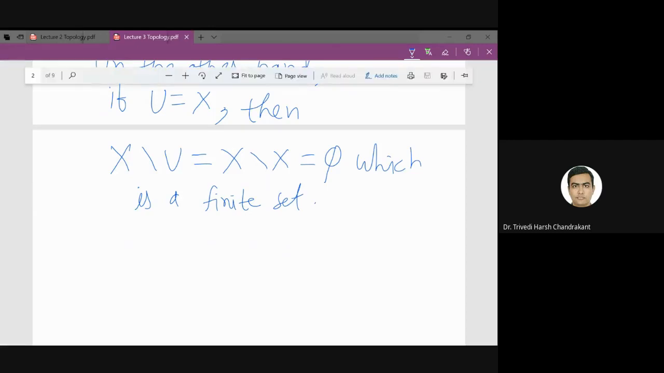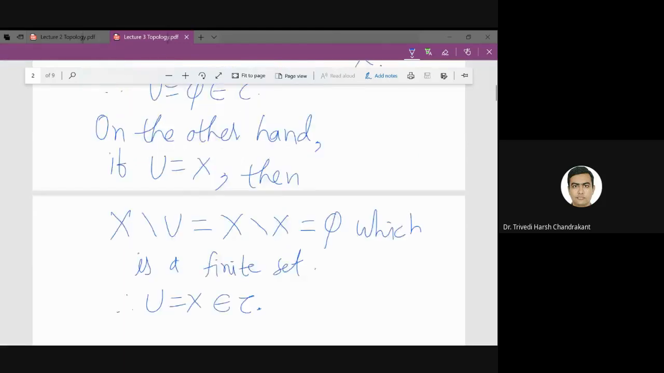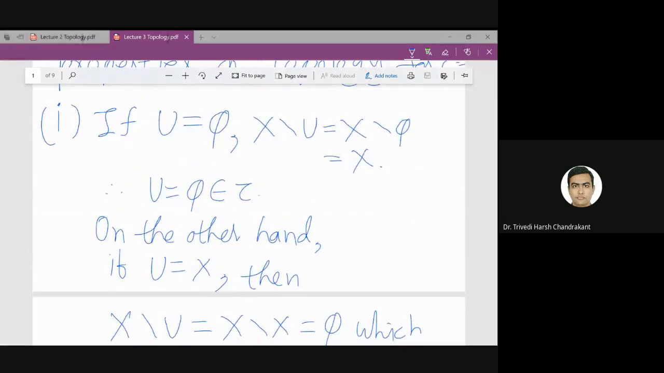So what did we get here? We get that therefore u equal to x is an element of tau. So the first axiom is satisfied. So any doubt in this first property? You can unmute your microphone and ask if you have any doubt. Otherwise, I will continue. Okay. So is it clear? Very good.